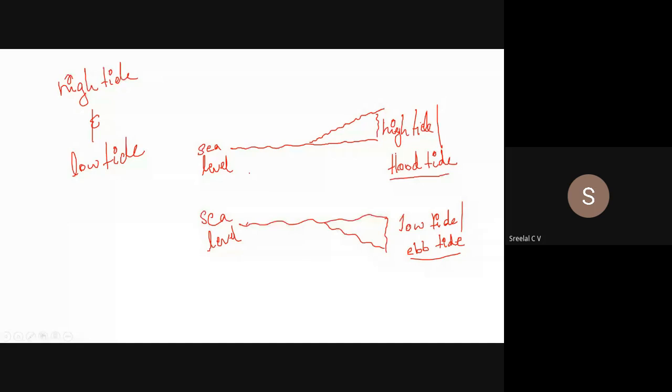With accordance with the sea level, we can produce or rotate that particular turbine. Okay, how can you utilize the energy from the low tide? Do you understand the question?